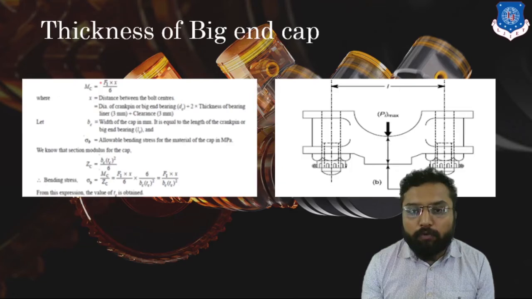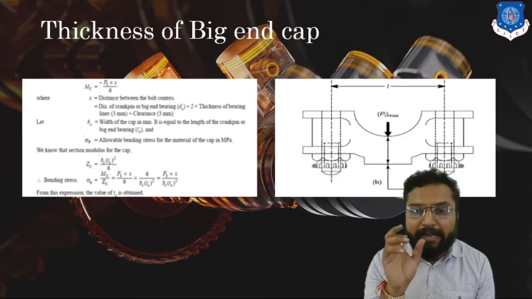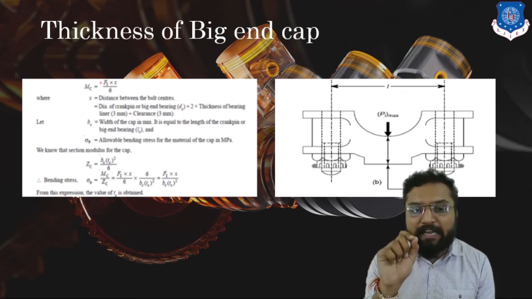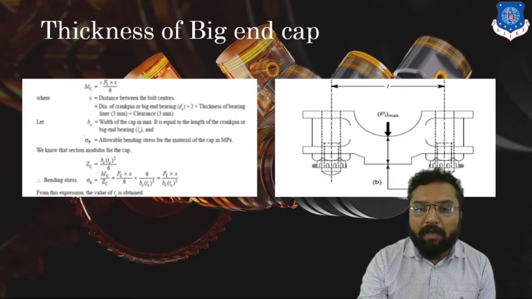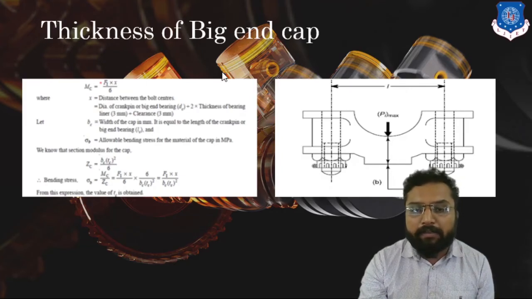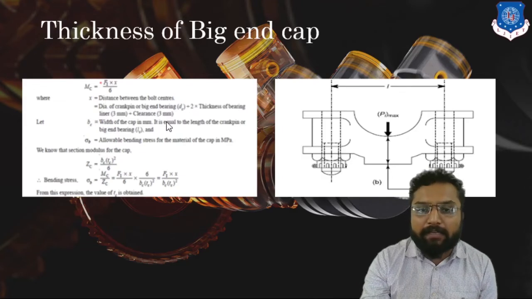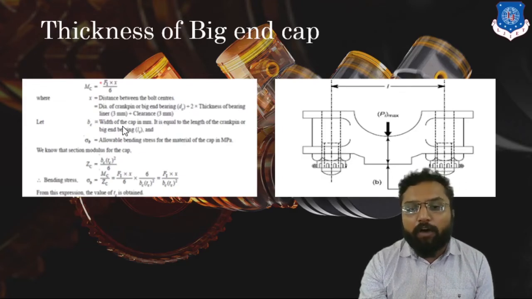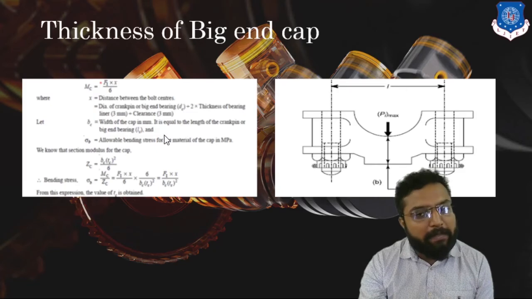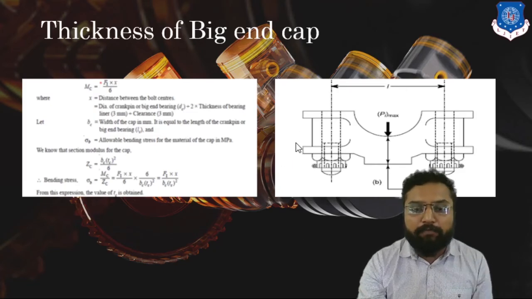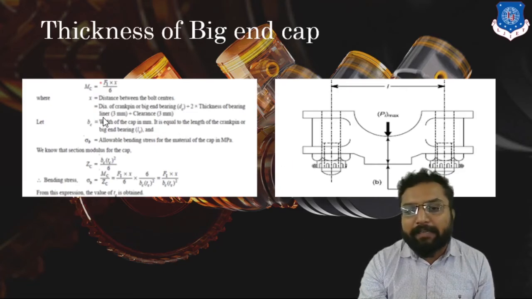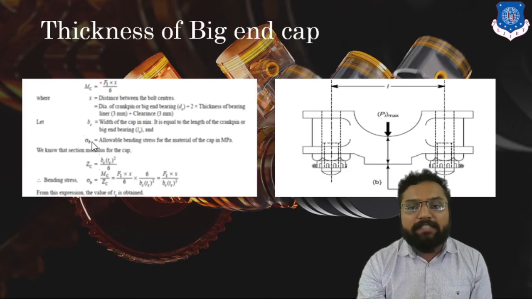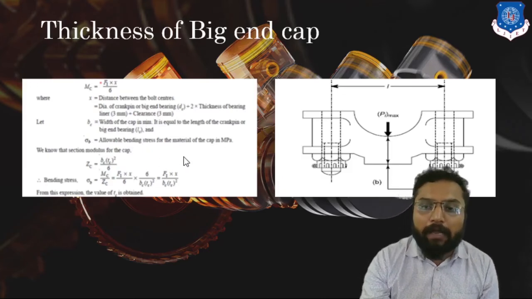So what is that going to be? It is the diameter of the big end bearing plus 2 into the thickness of that bearing plus 3, which is clearance. Clear? In this image you can see the distance between the bolt center and our center, where B is the width of your big end cap from that side direction. You can see the thickness of that, and this is the allowable bending stress for our big end cap.